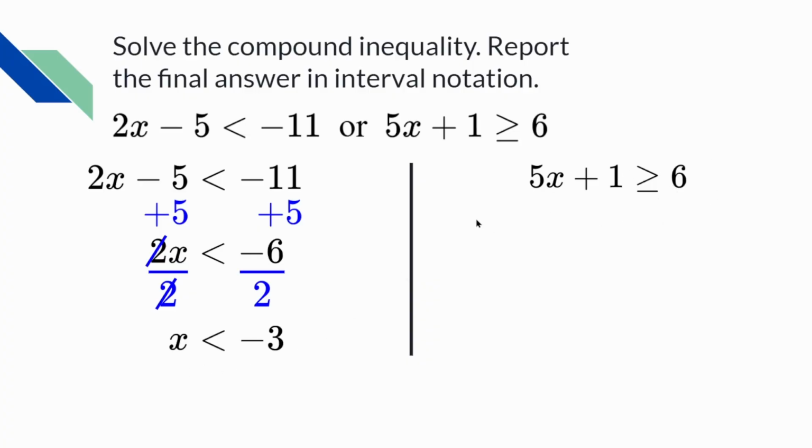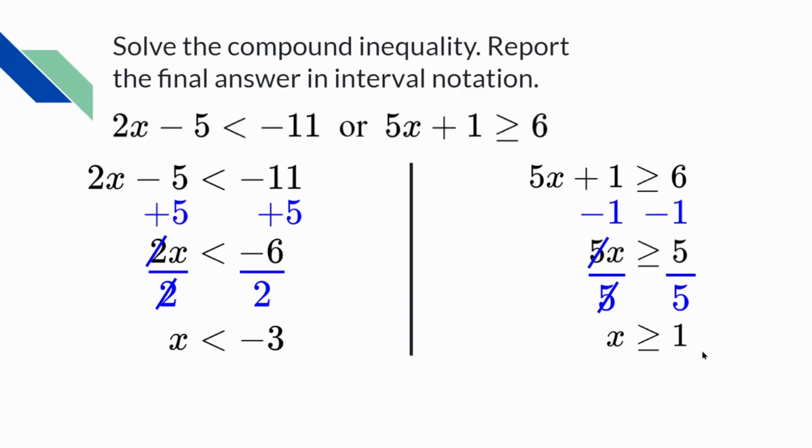Over here on the right, to isolate the x, the first thing we need to do is subtract 1 from both sides. That leaves us with 5x is greater than or equal to 5. Then we need to divide both sides by 5, and the 5's cancel on the left-hand side. That leaves us with x is greater than or equal to 1, right? 5 over 5 is just 1.